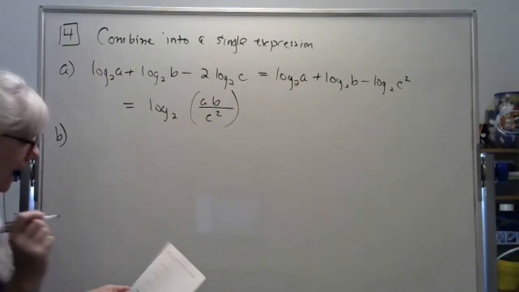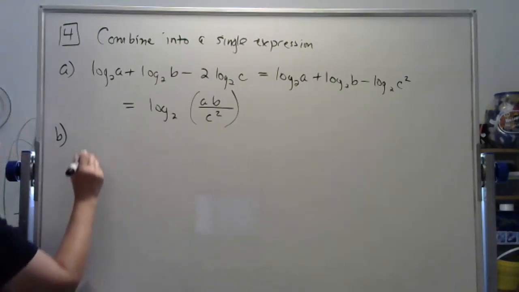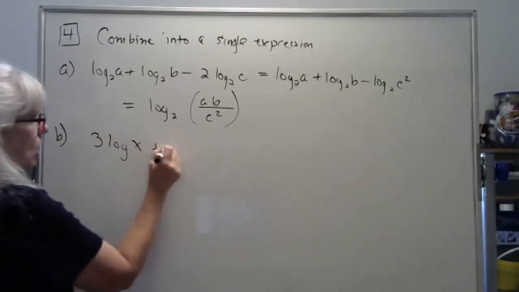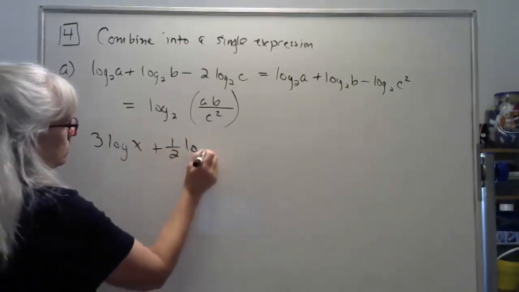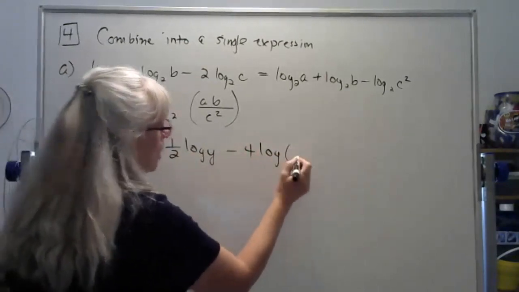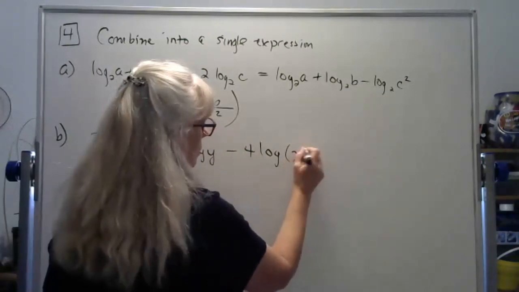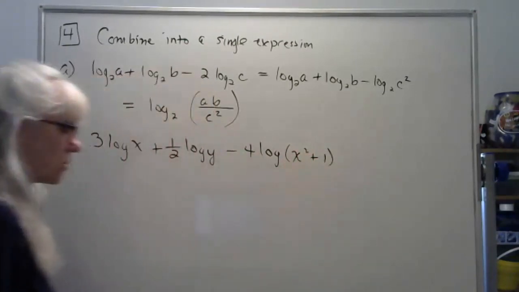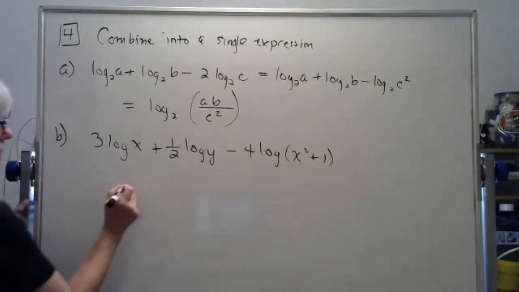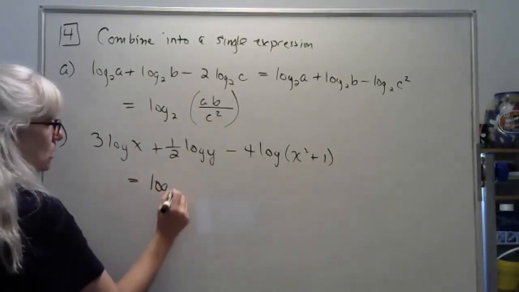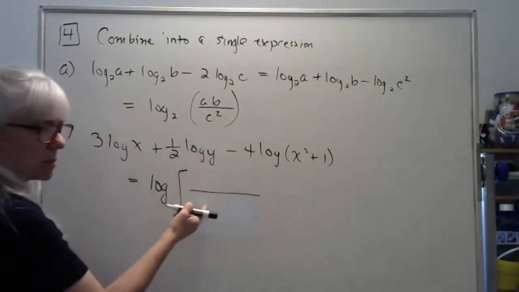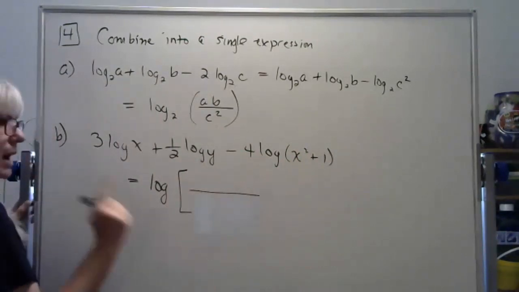Yes. Yay. Okay, so part B says 3 log x plus 1/2 log y minus 4 log of the quantity x squared plus 1. Okay, same directions. We want to combine them into a single logarithm. This time I'm going to try and do it just in a single step and see if it makes sense to everybody. So that's a log. And then on the inside, because I have both positive terms and negative terms, I know I'm going to have a fraction.